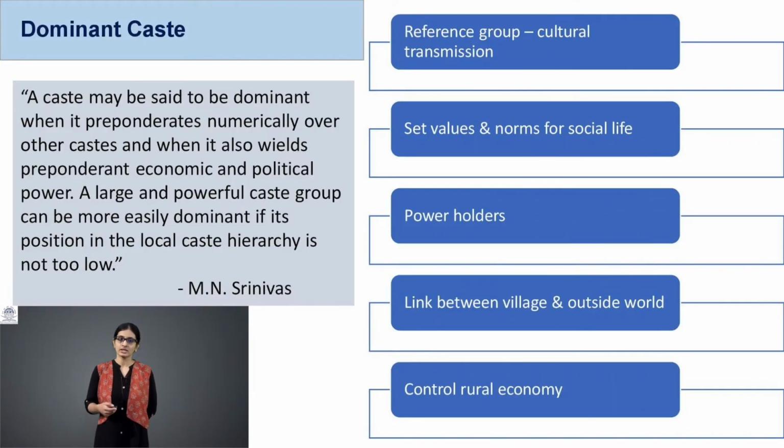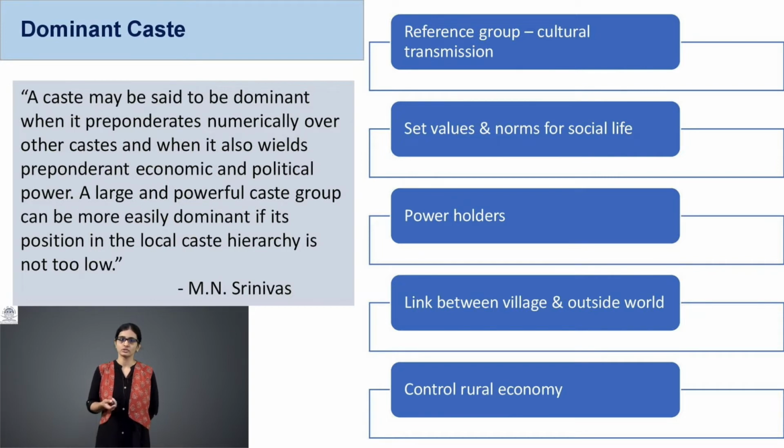Another feature of the caste system has been the concept of the dominant caste, and M.N. Srinivas talks about this. So a caste can be said to be a dominant caste if it is numerically over other castes, and if it has economic and political power, and also it is not too low in the local caste hierarchy. And for a caste to be dominant in a village or in a local area or region, it should own a sizable amount of cultivable, arable land. It should have strength of numbers. It should also occupy a higher place in the caste hierarchy, like I said.